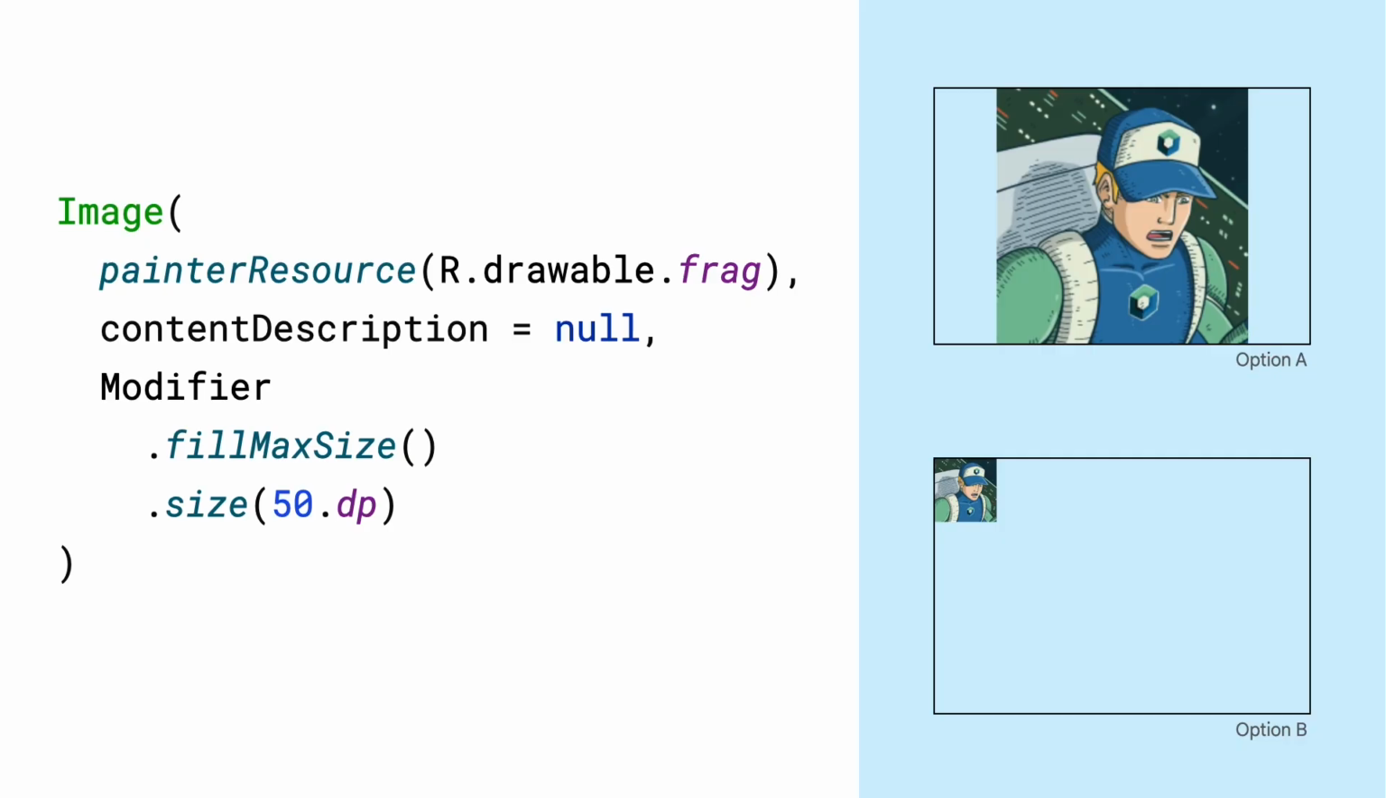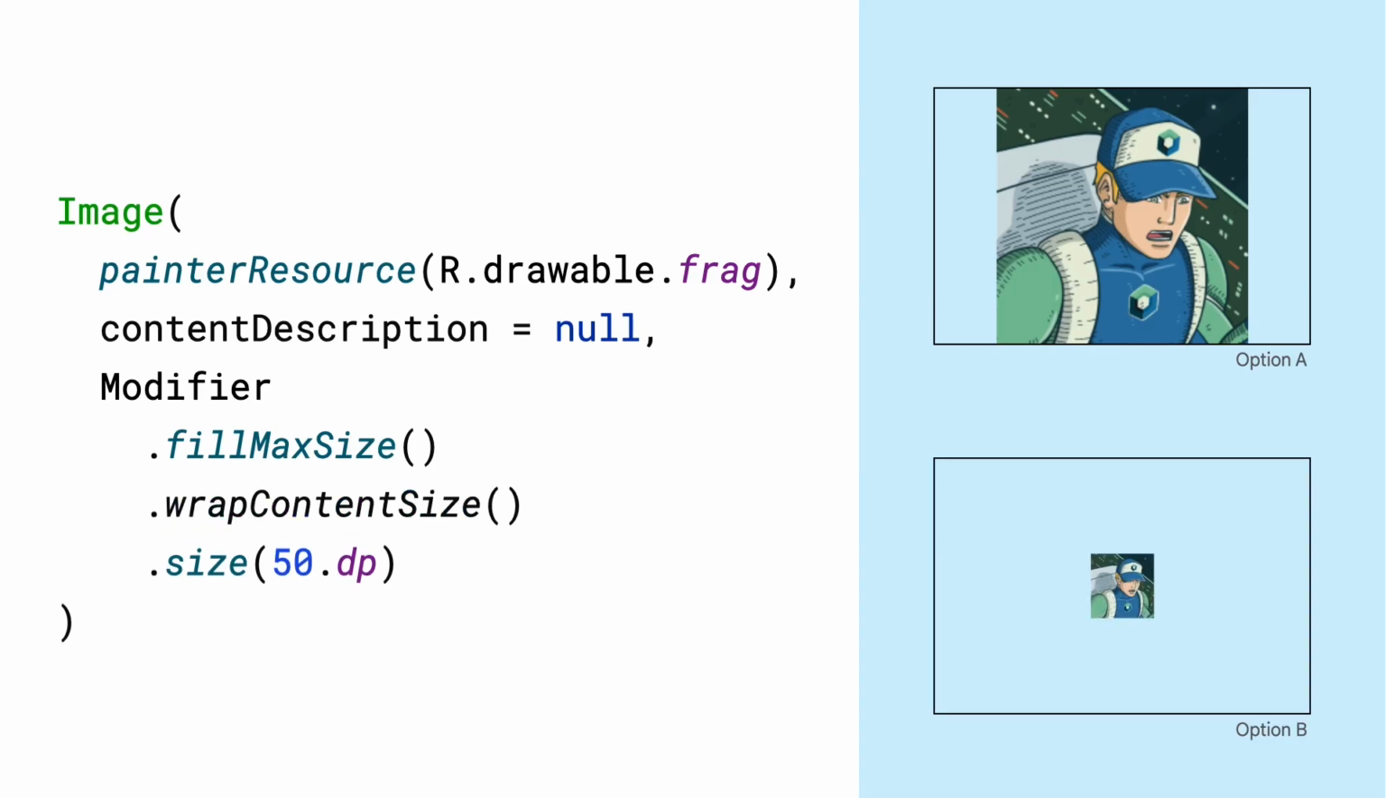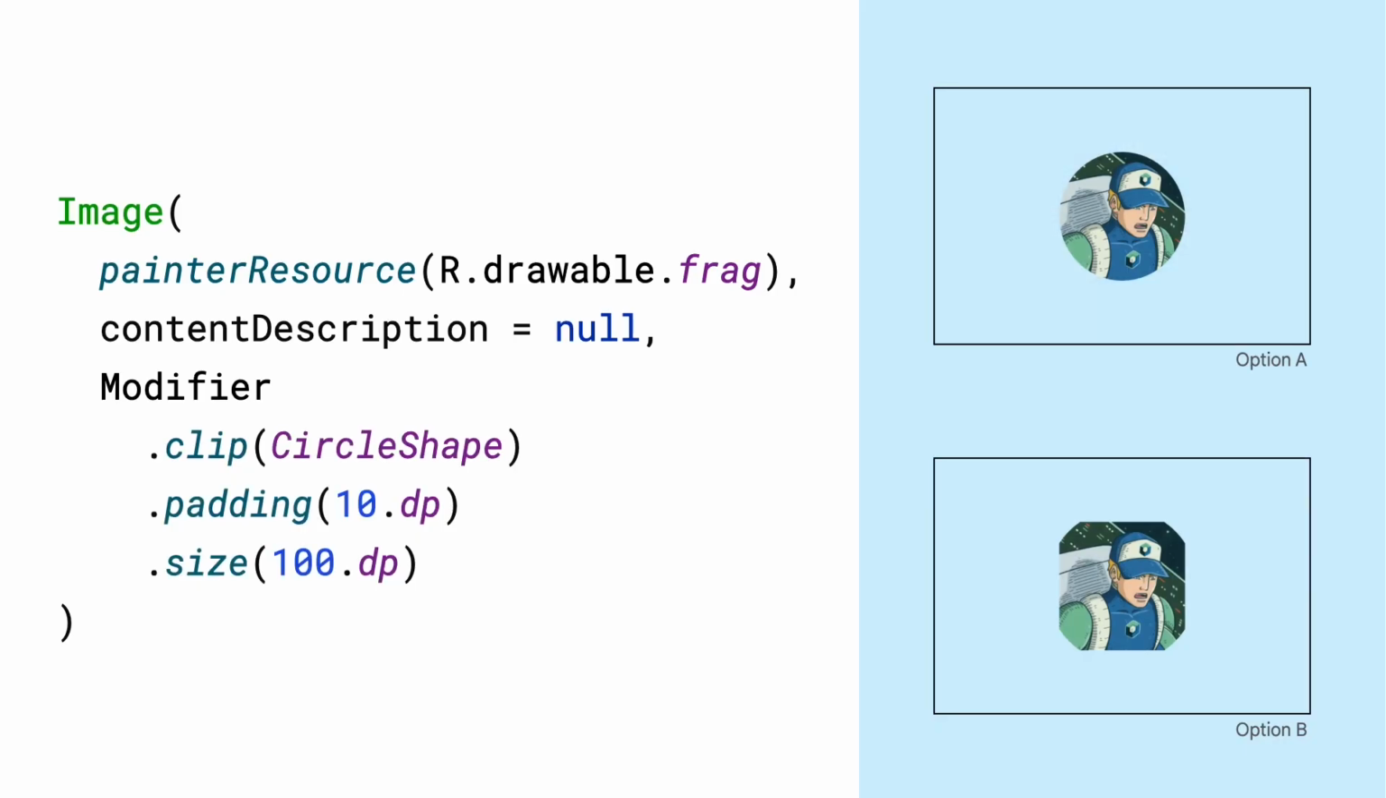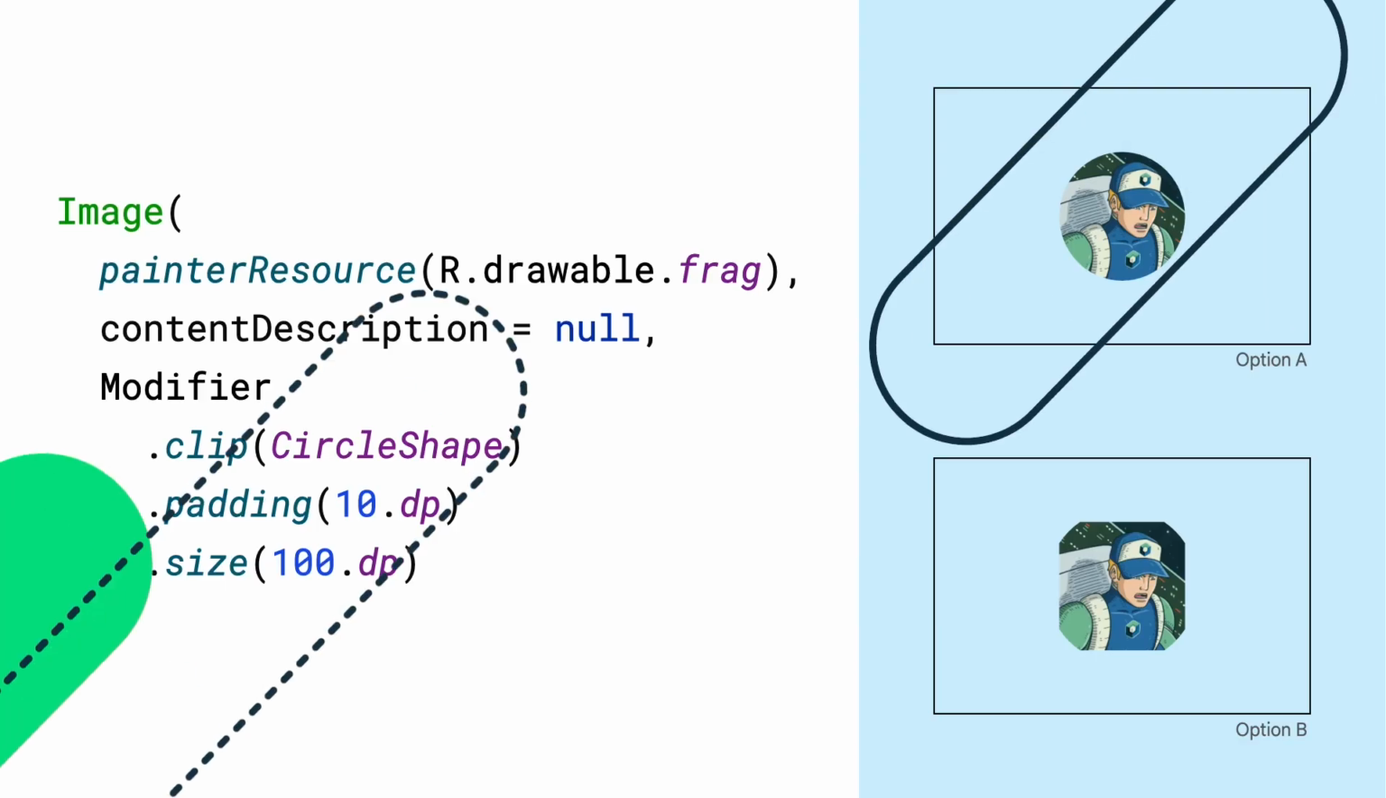Will it fill the whole screen, like option A at the top? Or will it limit itself to 50 dp, like option B? Now let's say we add a modifier wrapContentSize in the middle. What would the impact of that be? Or what if we use this modifier chain for the image, clipping the image, adding some padding, and then setting its size? Would this result in a nice round image, like option A? Or would the image be cut off on the sides, like option B?